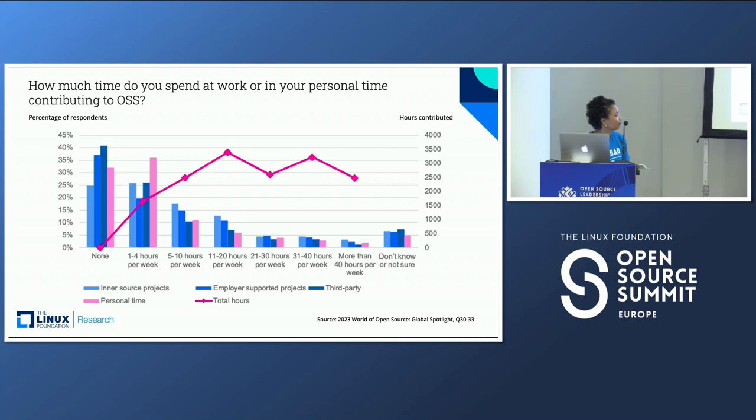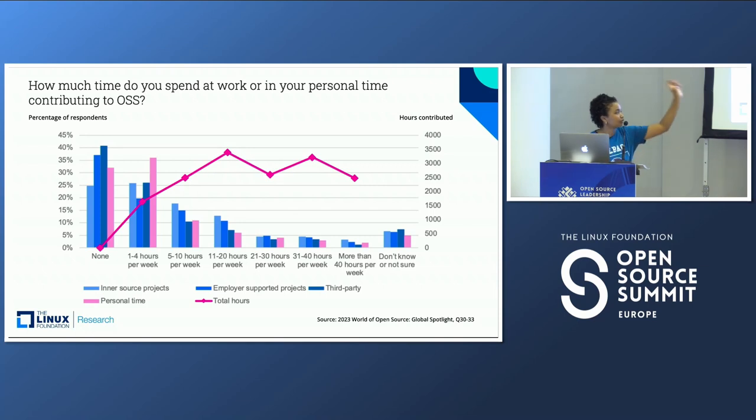It can be a bit confusing because we do have to add the inner source project, employer-supported project, and third-party projects to get all of the time spent during working hours, and that does exceed the personal time that people reported in the survey.